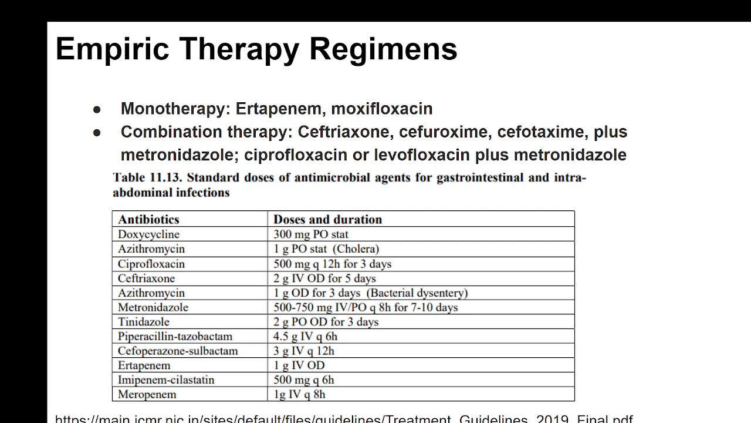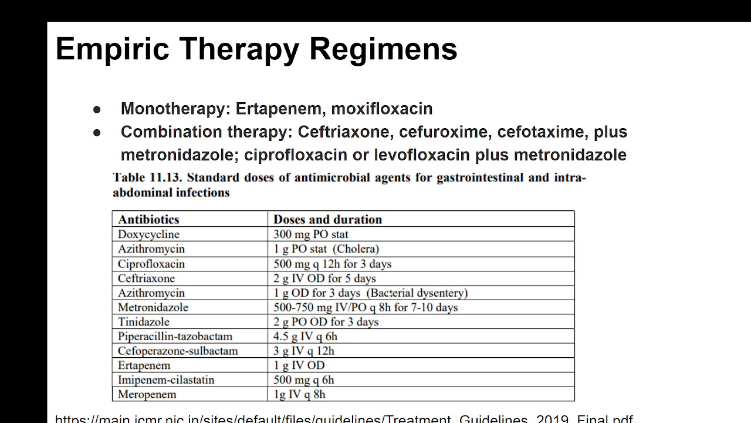Whereas the standard protocol of antibiotic selection, where identification of the organism and specific selection of the antibiotics is not possible, the general guideline is about empiric therapy. Empiric therapy suggested by the American Gastroenterology Association is monotherapy with either ertapenem or moxifloxacin, or combination therapy of ceftriaxone, cefuroxime and so on.